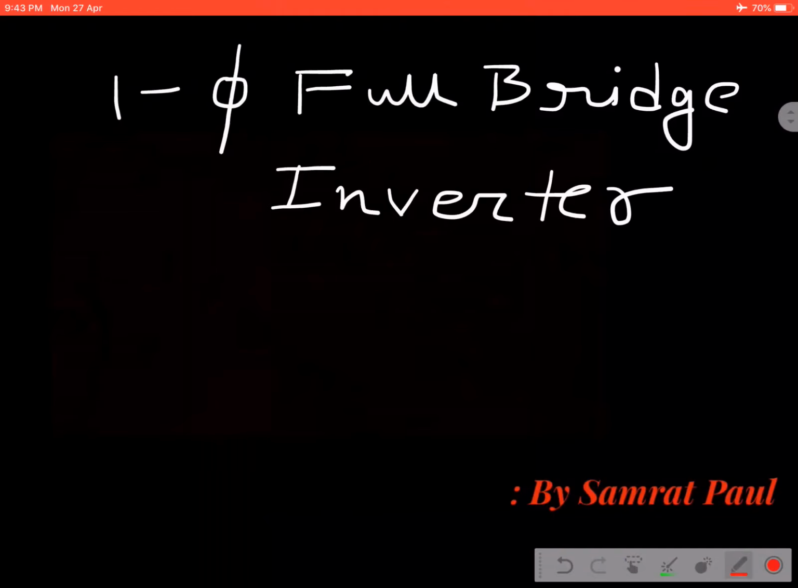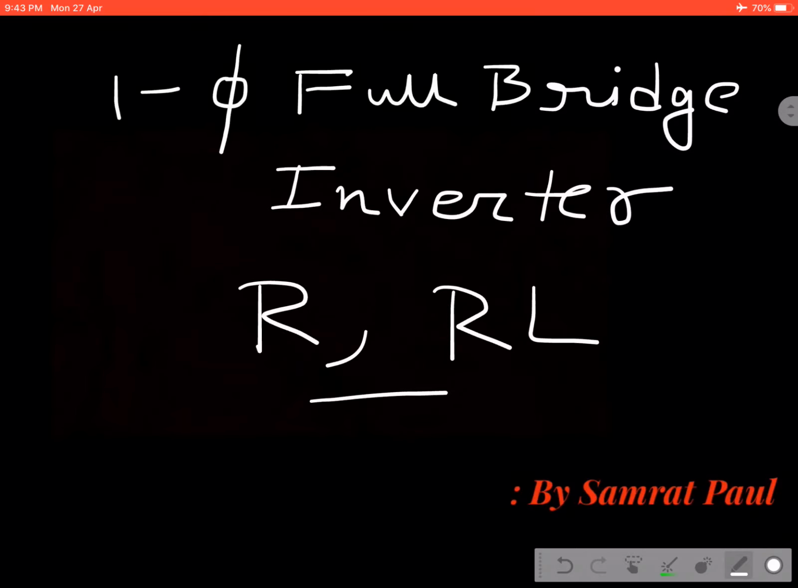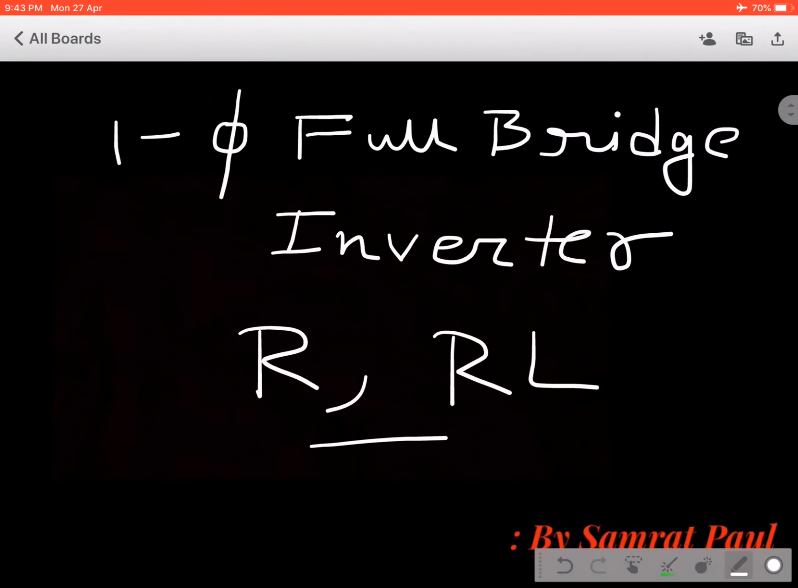I am going to introduce the topic on single phase full bridge inverter with R and RL load. So first go to the circuit diagram.